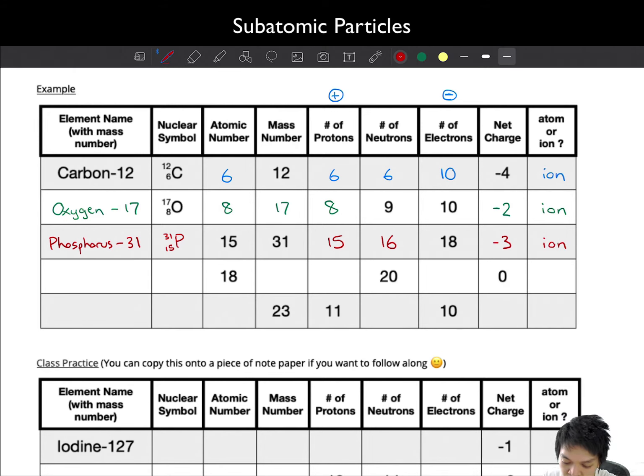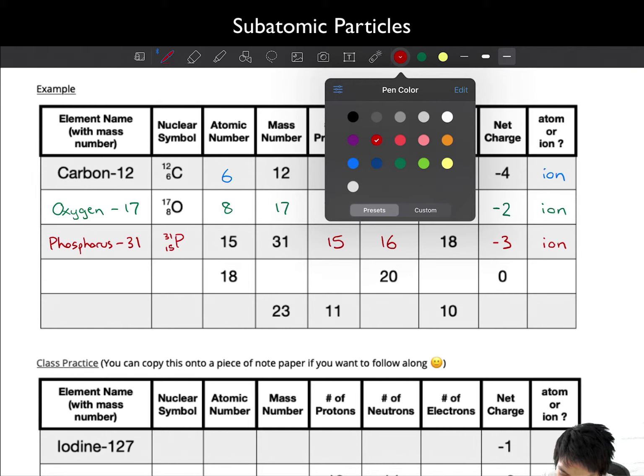Alright, let's take a look at the next one. Let's pick a different color. How about we go with purple?